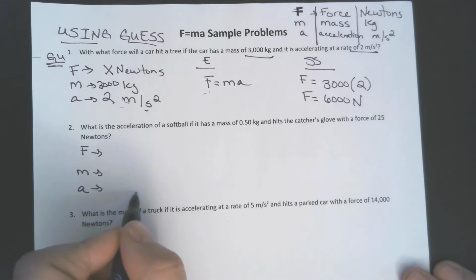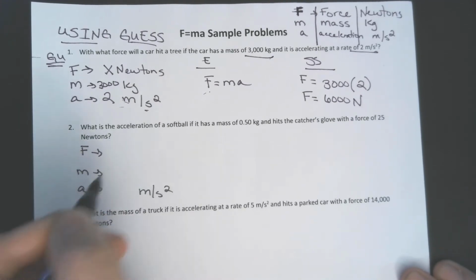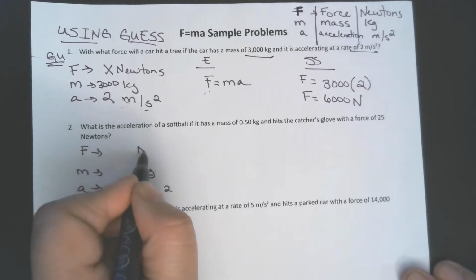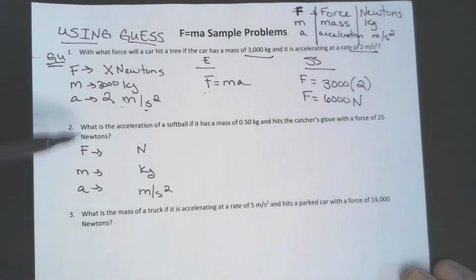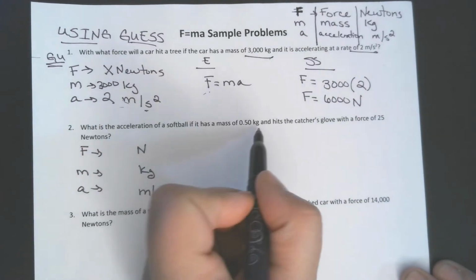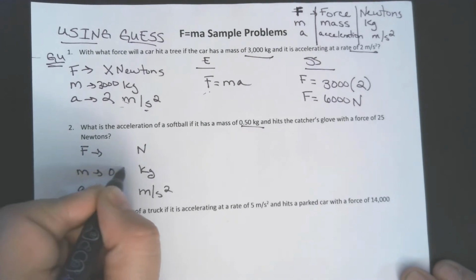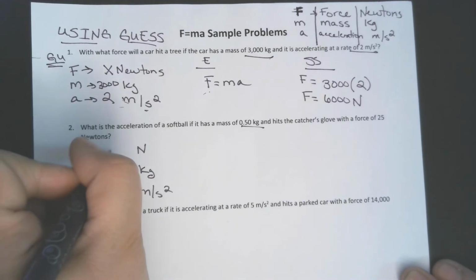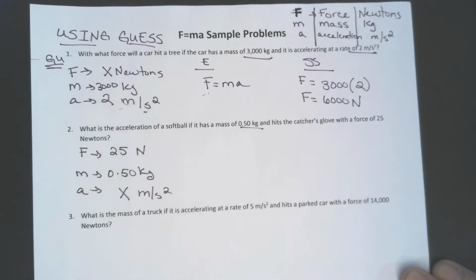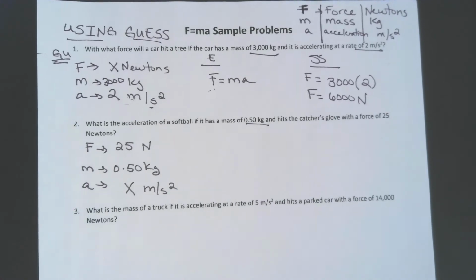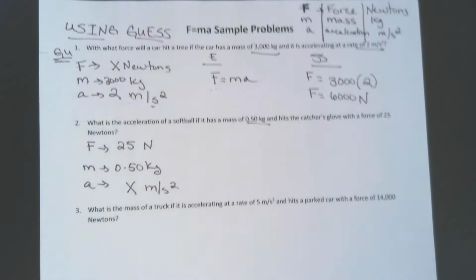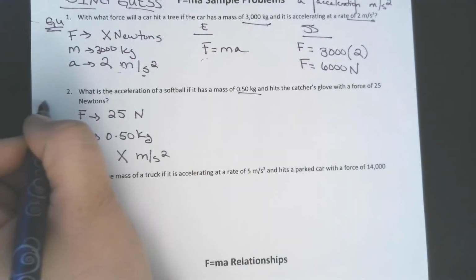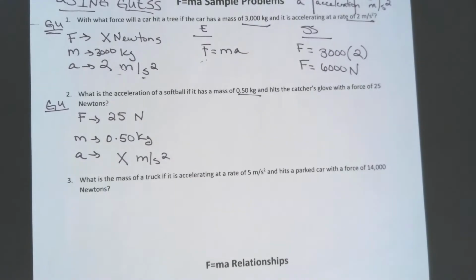All right, so for acceleration, again, that number should be in meters per second squared, and mass is going to be in kilograms, and force is going to be in newtons. So when I read this, what is the acceleration of a softball? If it has a mass of 0.50 kilograms, that goes here, because I know that's kilograms. And then 25 newtons is your force. So I must be looking for acceleration. There's always only one unknown. Never are they going to give you more than one unknown, because then it becomes impossible to solve. Okay? So here we did our givens and unknowns. Give yourself a high five if you got it right.